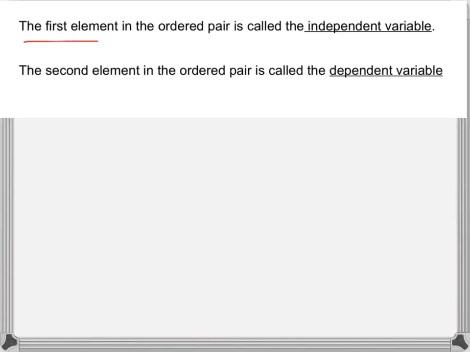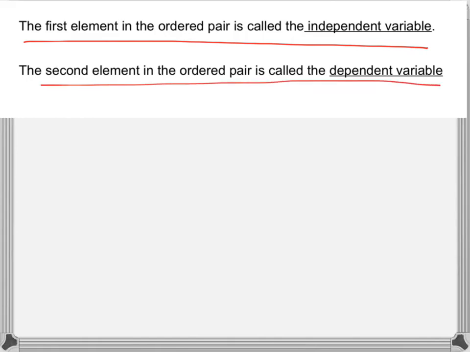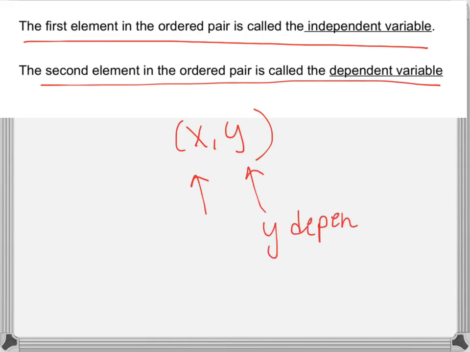Okay, the first element in the ordered pair is what we call the independent variable, and the second element in the ordered pair is called the dependent variable. We're going to use that a lot more when we talk about x and y coordinates. x is considered the independent, and y depends on x, so it's considered the dependent.